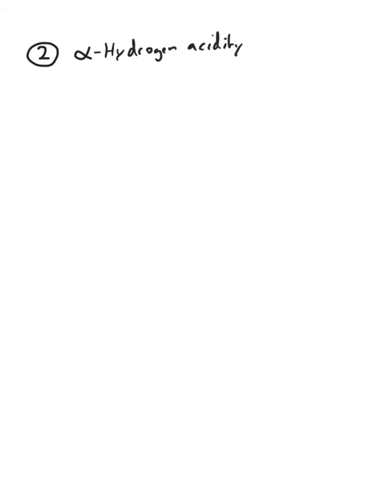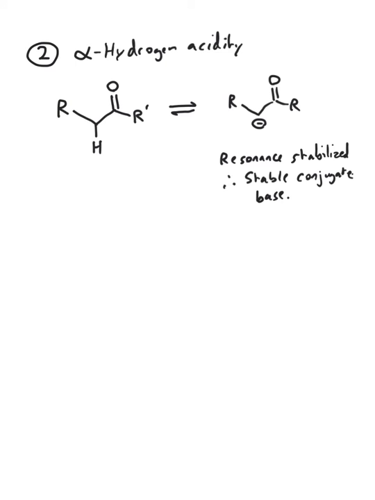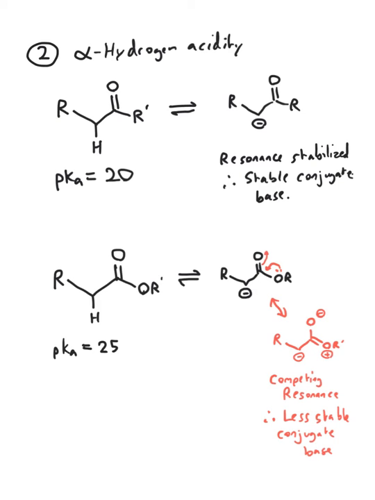We also need an acidic alpha hydrogen. To figure out if an alpha hydrogen is a good acid, we just gotta focus on the conjugate base, or the enolate that it forms, and consider its stability. Or we can just look at the pKa's of said alpha hydrogens. Recall that the lower the pKa, the stronger the acid.